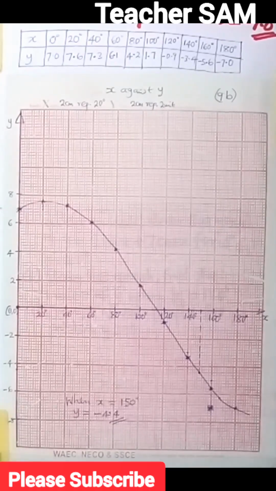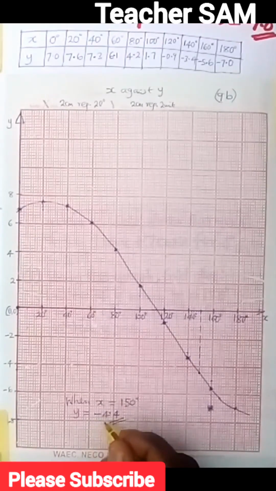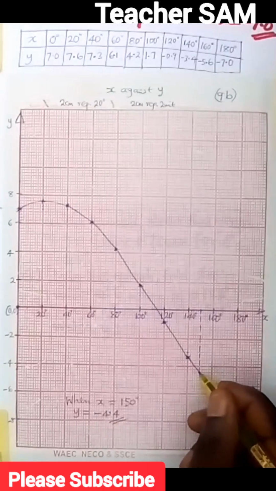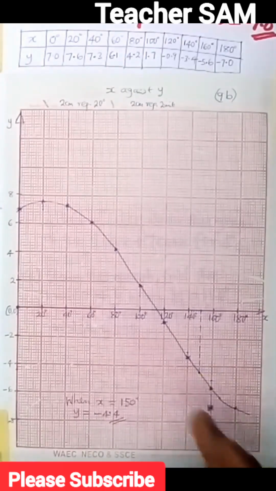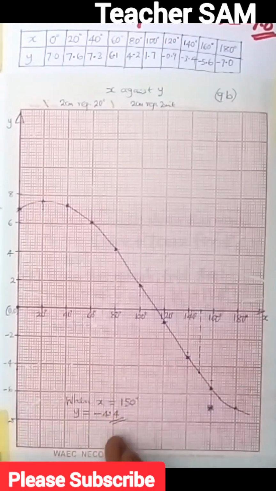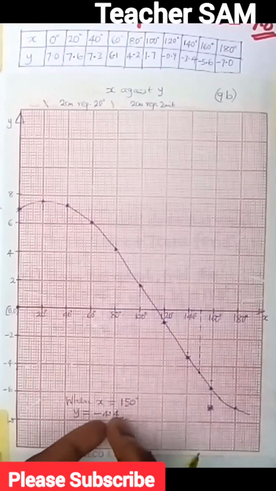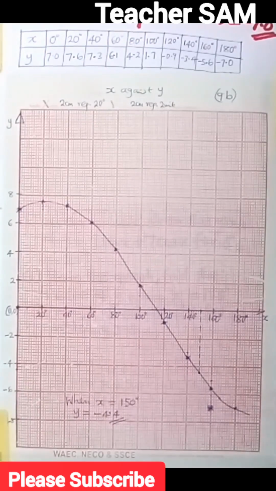What you plotted is okay. So our value of y is minus 4.4 based on our own graph. Don't copy someone else's graph value, because when the examiner checks, most times they want to check from your own graph and grade it. If your reading is correct based on your graph, you have the full mark. So that is the answer to this question.